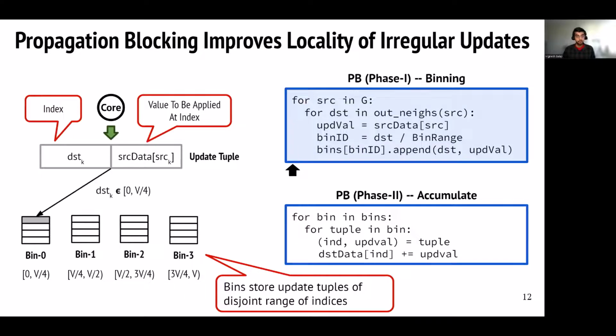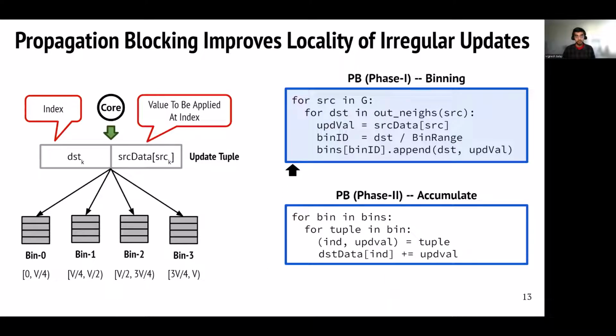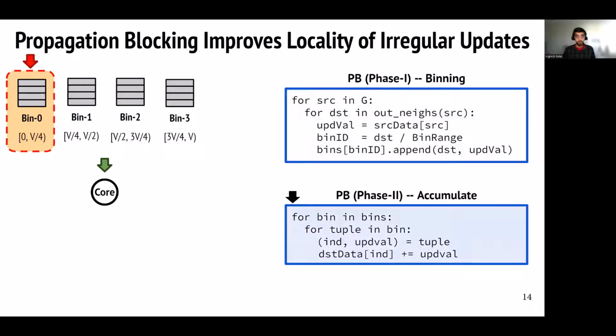So if we have an update tuple with the index in the range 0 to V/4, then that particular update tuple will be written to bin 0. In this fashion, during the binning phase, the core essentially generates update tuples and writes them into one of many bins. And once all the update tuples are written into the corresponding bins, the binning phase is complete and we are ready to move on to the accumulate phase. In the accumulate phase, we process all the update tuples of a particular bin before moving on to the update tuples of the next bin.